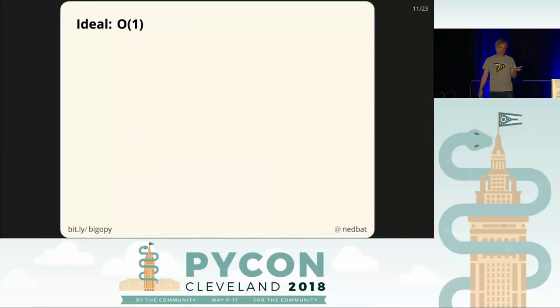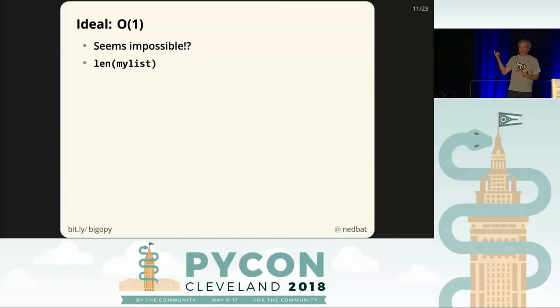Now, the ideal, of course, is O of 1, right? Constant time. You can work on any amount of data and not have it take any longer. It seems kind of impossible. How could that be? But remember, we saw len of my list is O of 1, because no matter how long the list is, the length is written on the outside. We can just pick it up. That's kind of boring. What's really interesting is that looking up a key in a dictionary is O of 1.